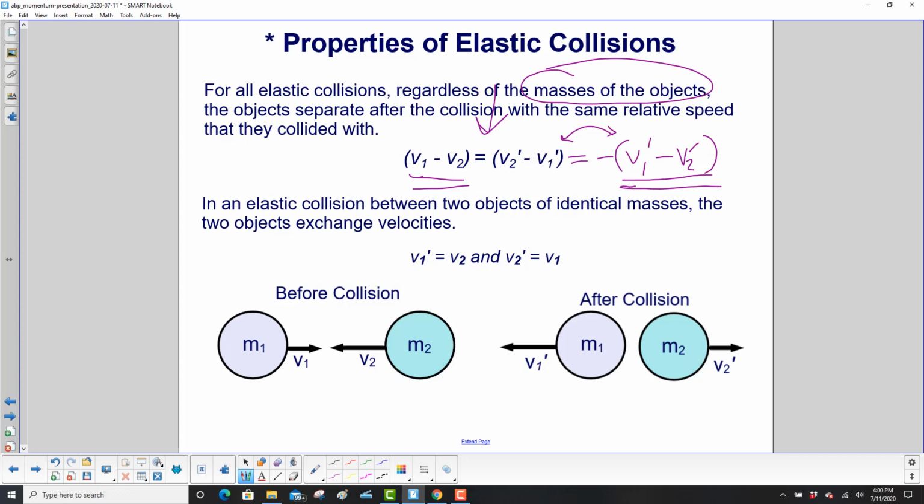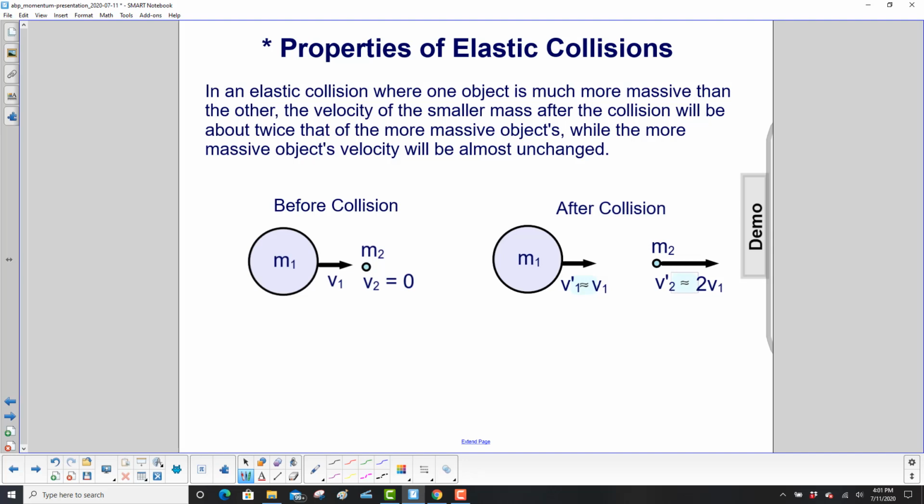What if I have an elastic collision between two objects of identical masses? What happens? Well, in that case, v1 prime is equal to v2 and v2 prime equals v1. And you'll see that if you ever play billiards or shoot pool, if you hit the cue ball, and it hits another object that's not moving, the other ball takes off with the same velocity that the cue ball had, and the cue ball stops. So you're exchanging velocities.